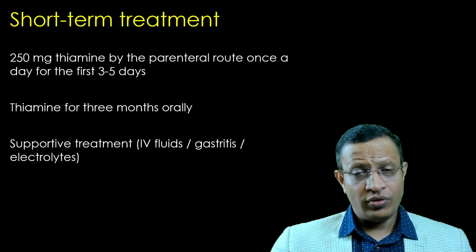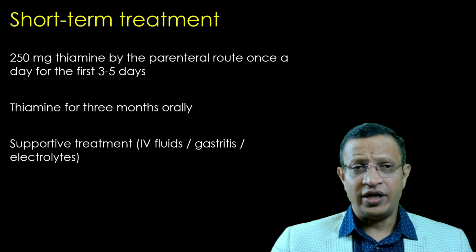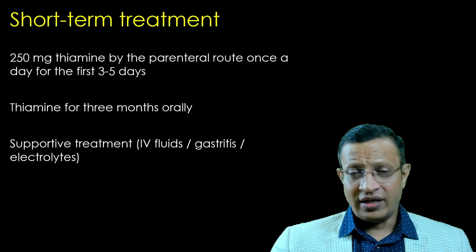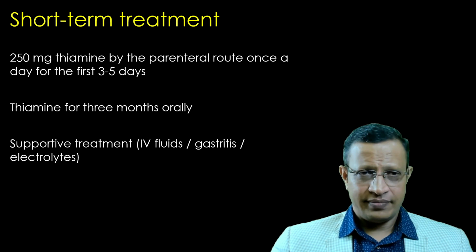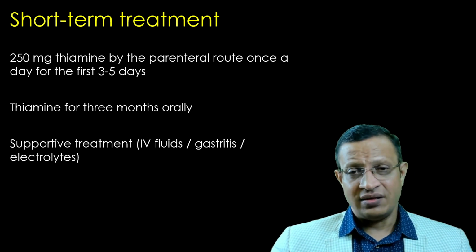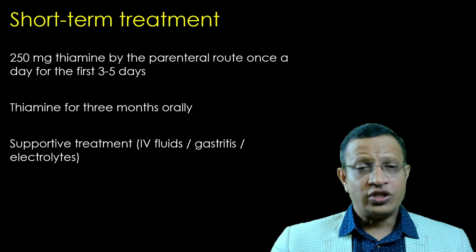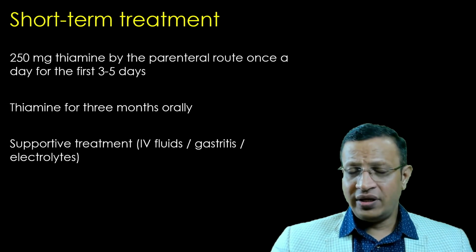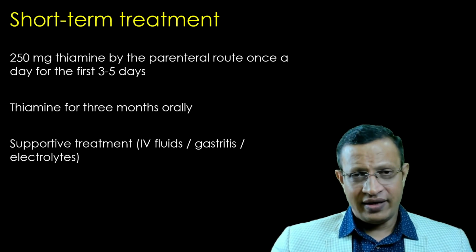Before you start the short-term treatment, you need to give thiamine. It may be 100 mg or else 250 mg thiamine by parenteral route, to be given over a period of 3 to 5 days. Thiamine orally should be considered for the next 3 months. Supportive treatments like IV fluid, gastritis management, electrolyte imbalance, head injury or bodily injury should be taken care of.